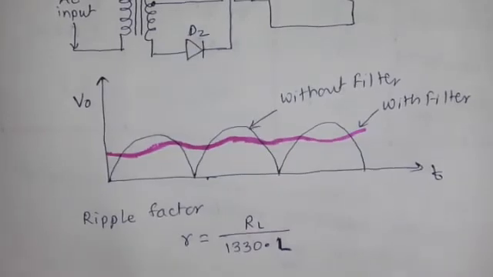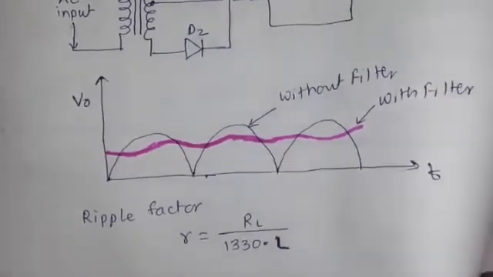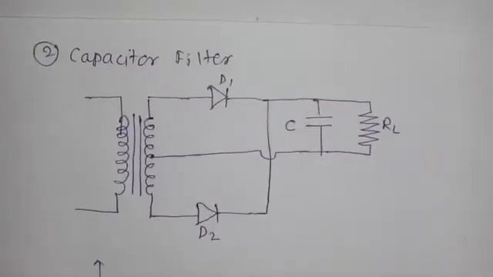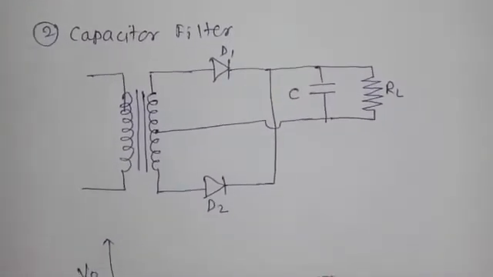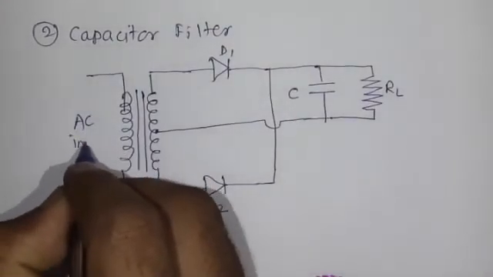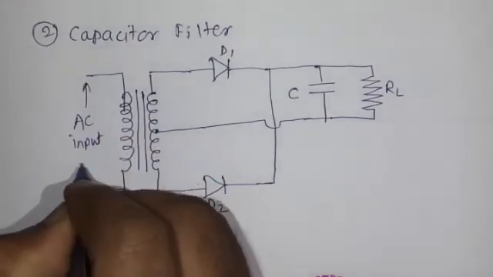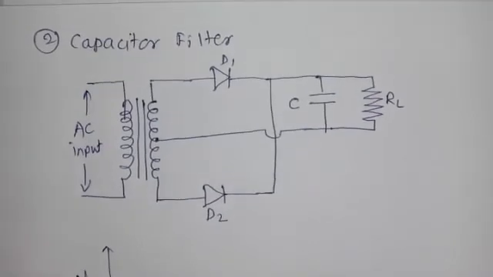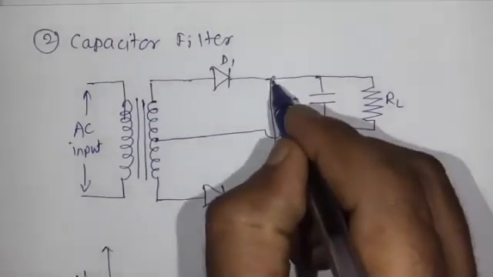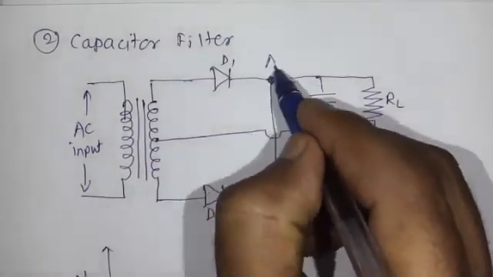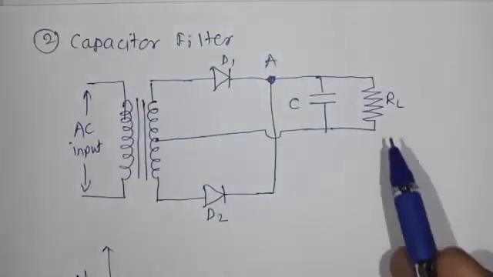Now the next article that we have to see is the capacitor filter. In the case of this capacitor filter, the same concept applies. The AC input should be applied here. Here we apply the diodes D1 and D2, which are used to perform the rectification operation. Now here the capacitor is connected in shunt with the rectifier or the load resistance RL.